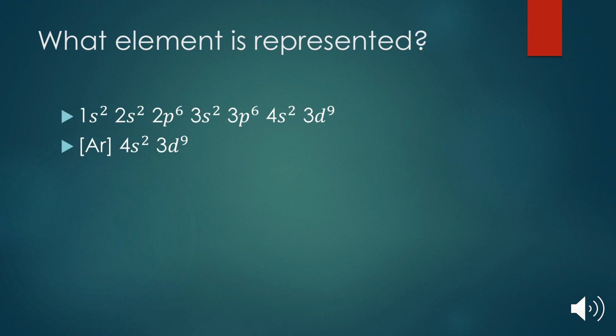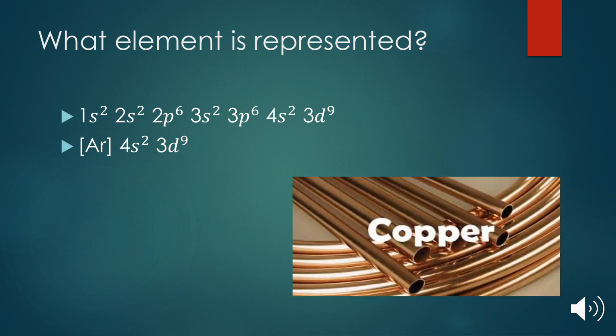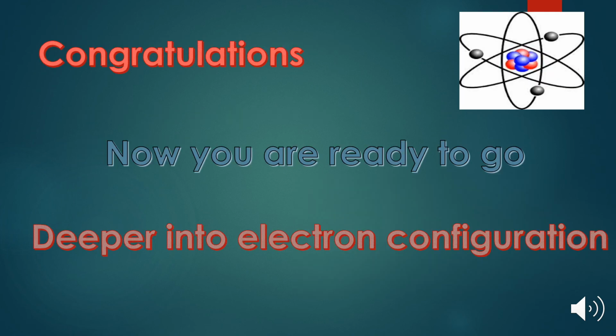Alright, last one. What element is represented? I went ahead and gave you guys the electron configuration, and I gave you the shorter version as well. Give you about 10 more seconds to come up with an answer. Alright, so we're going to get copper for that one. So congratulations, now you're ready to go deeper into electron configuration.